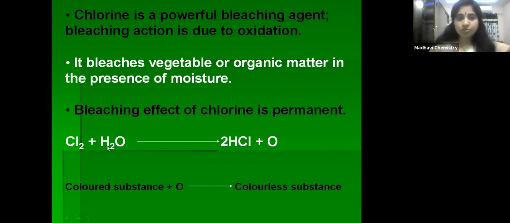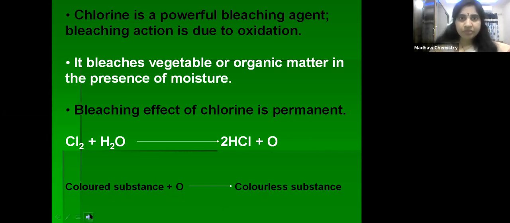Okay. Cl2 plus H2O gives 2HCl plus nascent oxygen. Hypochlorous acid is formed, and that hypochlorous acid again gives nascent oxygen. This nascent oxygen, that is atomic oxygen, is responsible for the bleaching action and oxidizing property of chlorine. So colored substances, when they combine with this nascent oxygen, convert into colorless substances. That is called bleaching action, right, children?